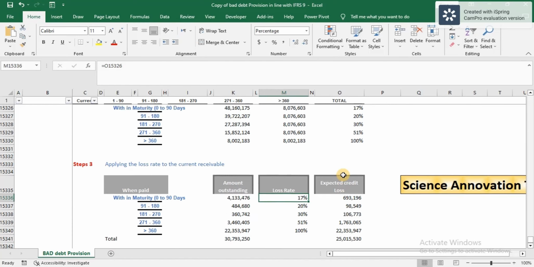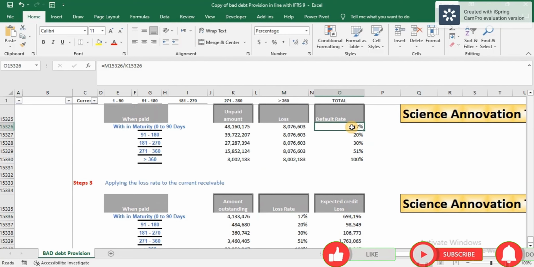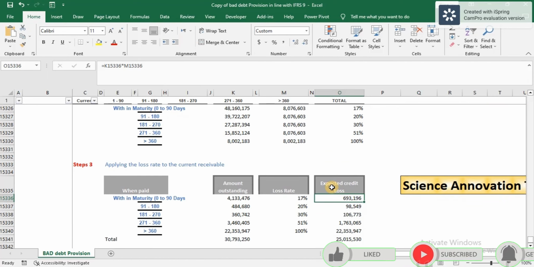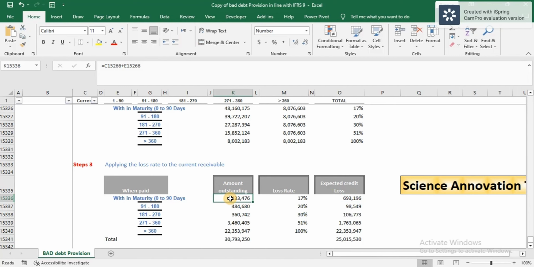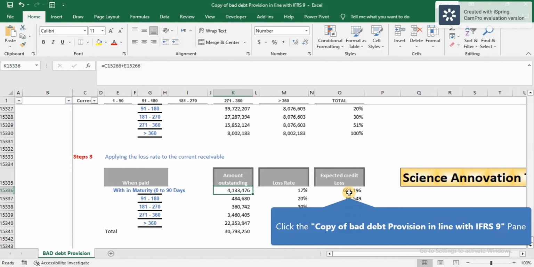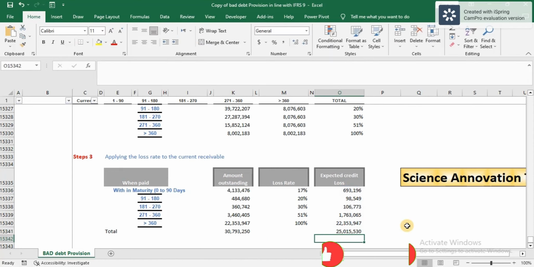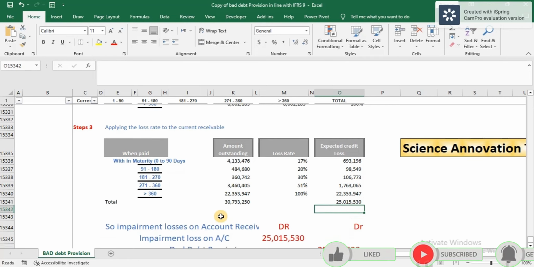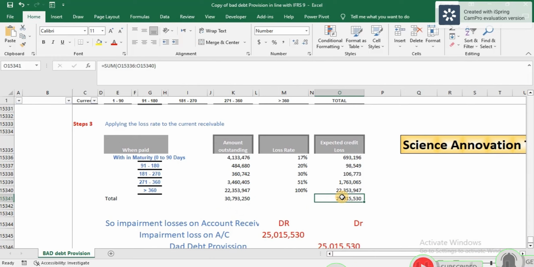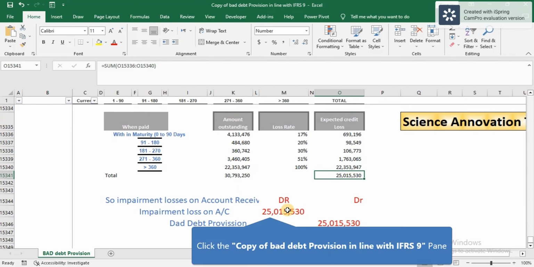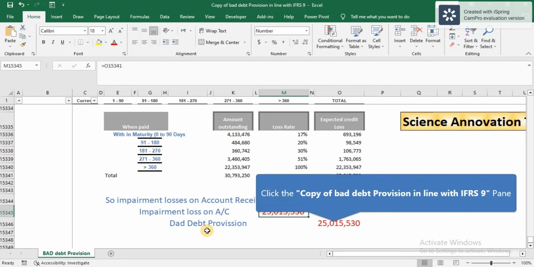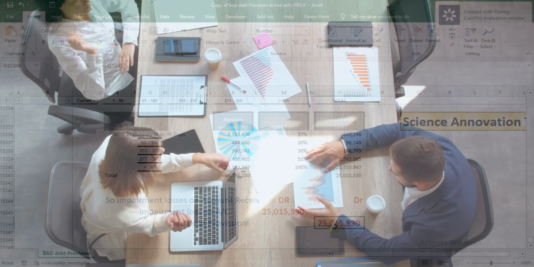Now the loss rate I've generated here, on the basis of this I'll find my expected credit loss for this company. If I multiply with each bucket, it automatically gives me this credit loss. Now if I add this, the total credit loss is 25 million, which is quite high for this company because this company never created provision in previous years. So my impairment loss for this year will be 25 million, and the bad debt provision will be 25 million for this company.